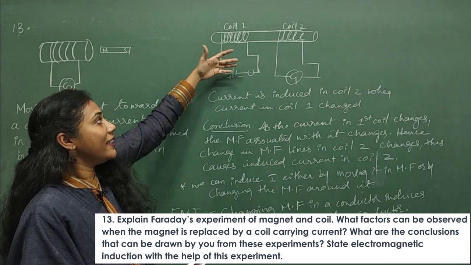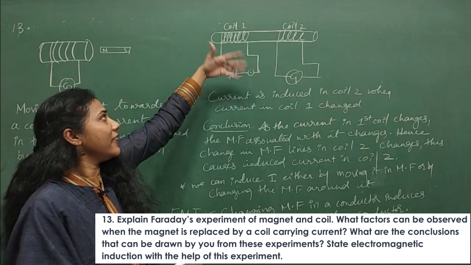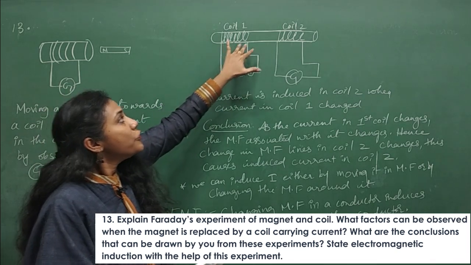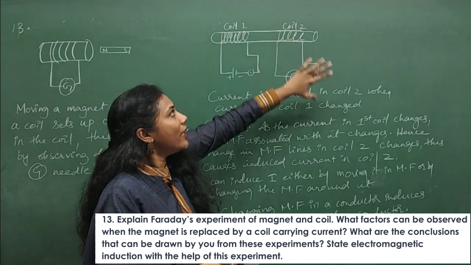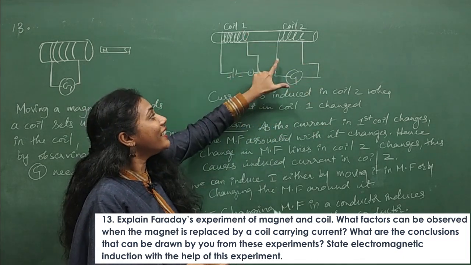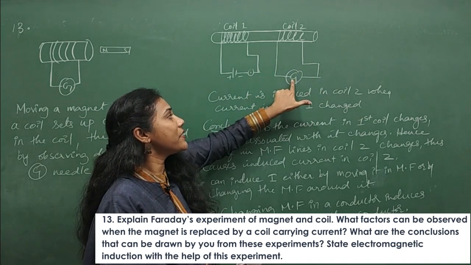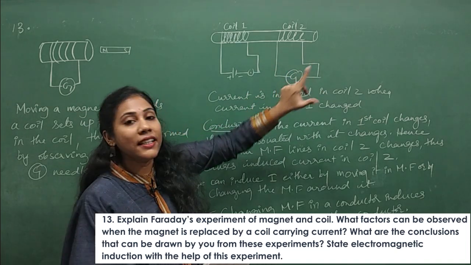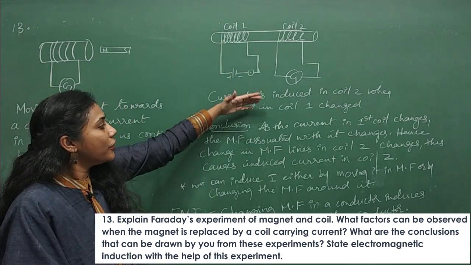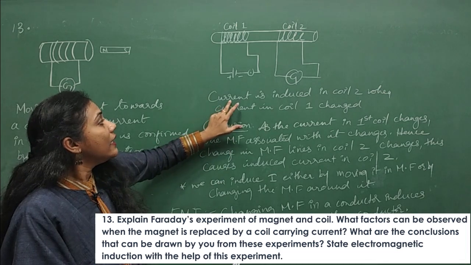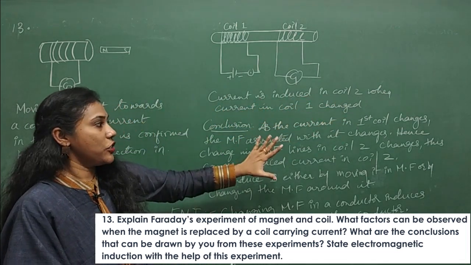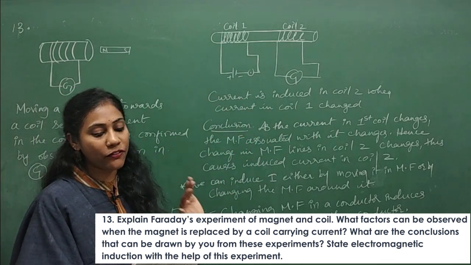As we give current and change the current in coil 1, the magnetic field around it changes. So the magnetic field around coil 2 also changes. That change in the magnetic field induces current, and that is observed by the deflection in the galvanometer. So draw the figure and see the sentences that I have written. Current is induced in coil 2 when current in coil 1 is changed, right? That is your second part of the question.